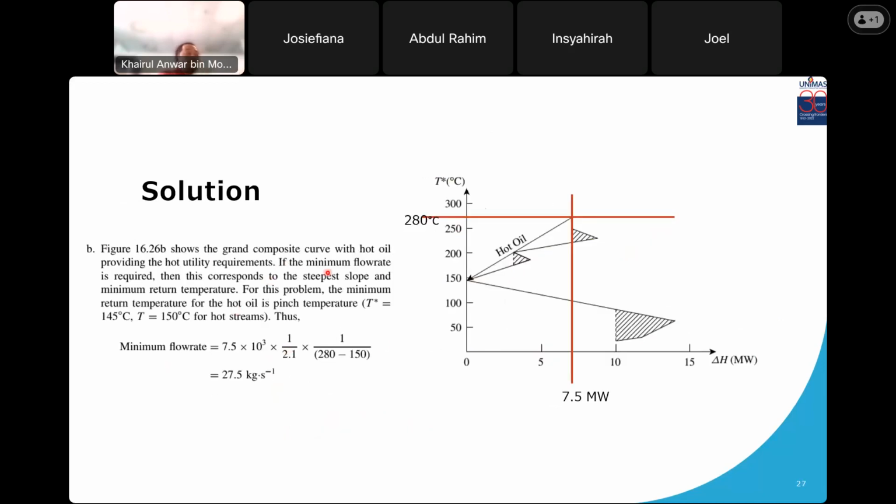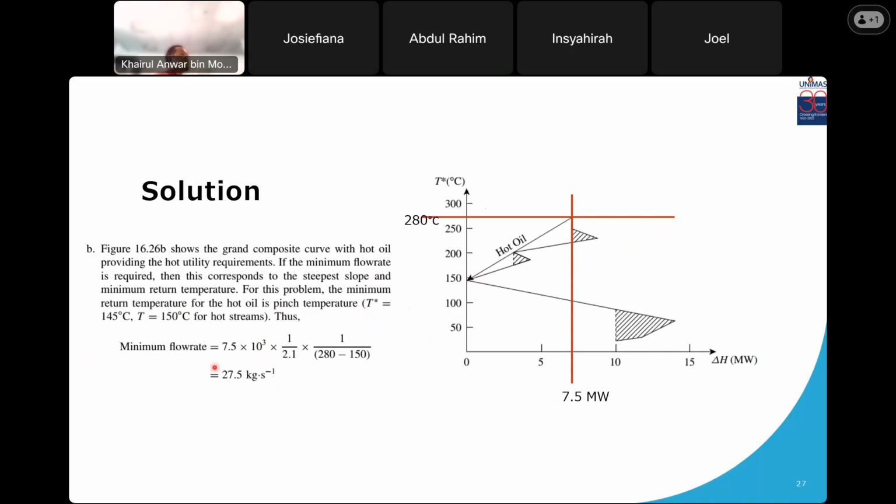If the minimum flow rate is 5, then this corresponds to the steepest slope and minimum temperature. So for this problem, the minimum temperature for the hot oil is, each temperature equal to 155, and T equal to 150 for hot steam gas.